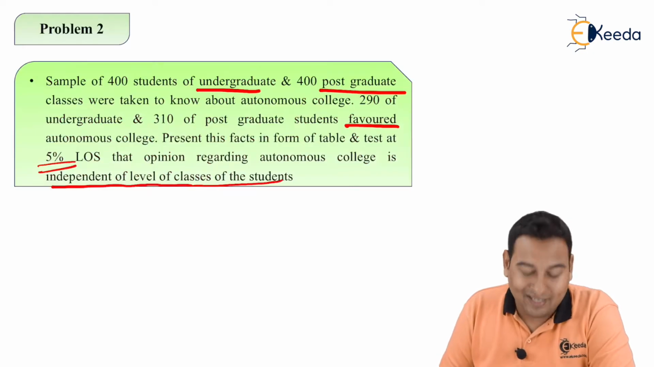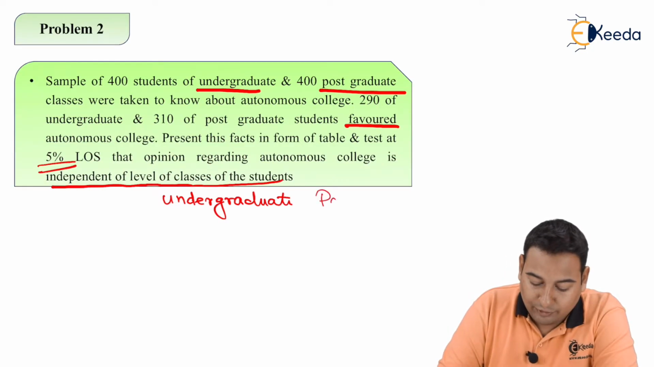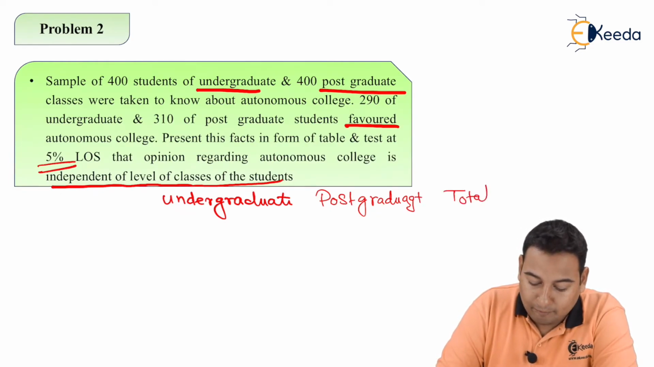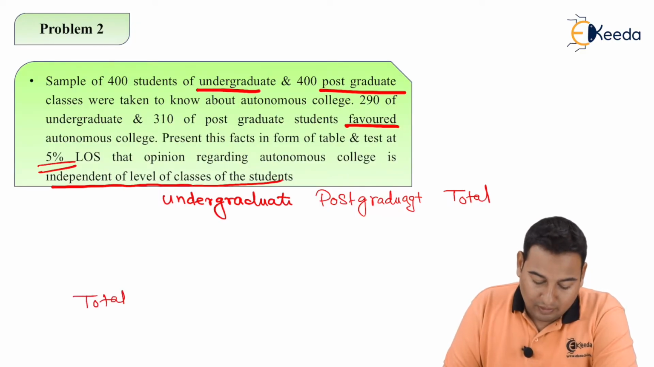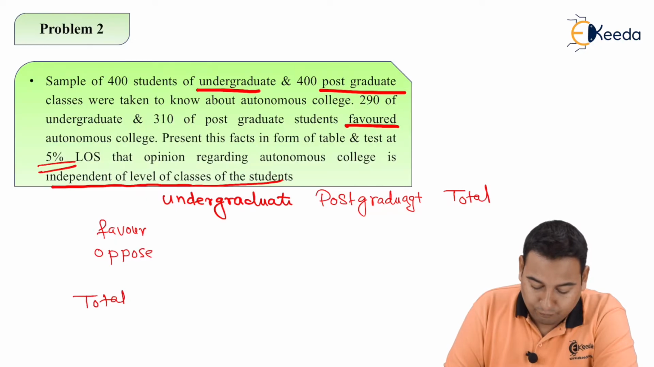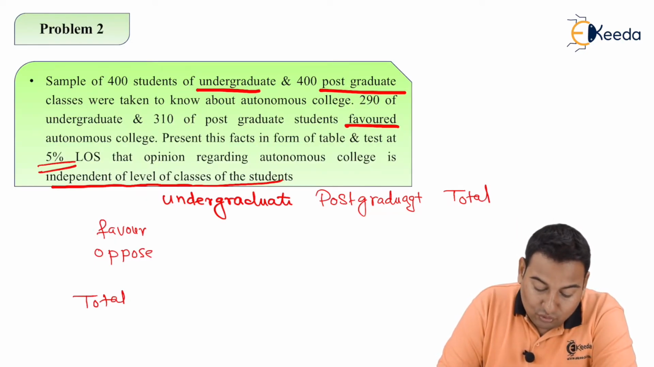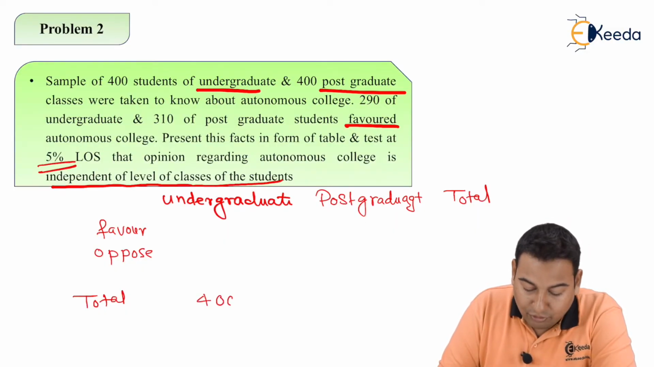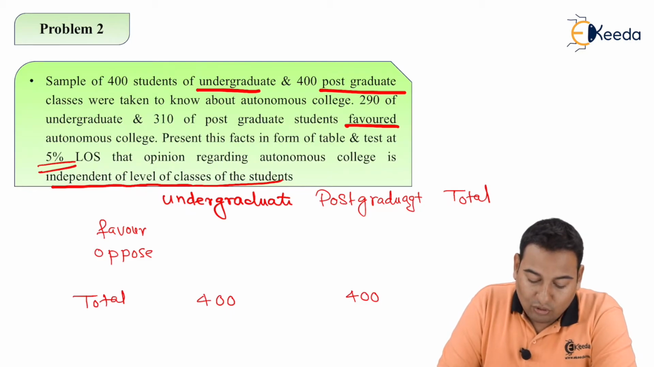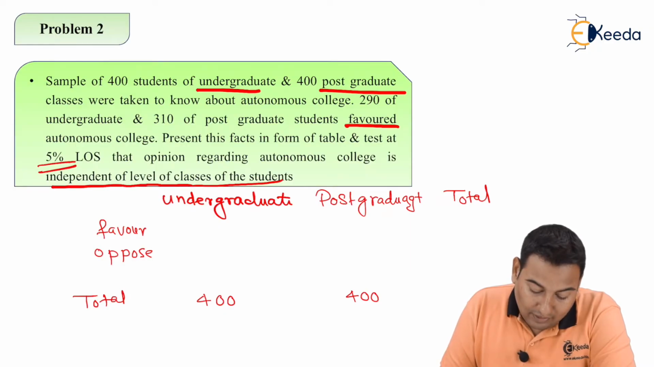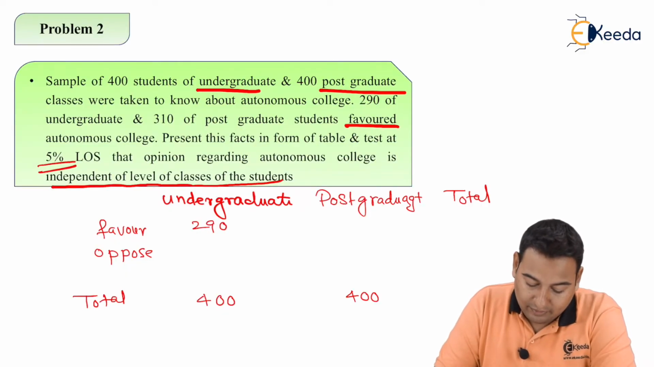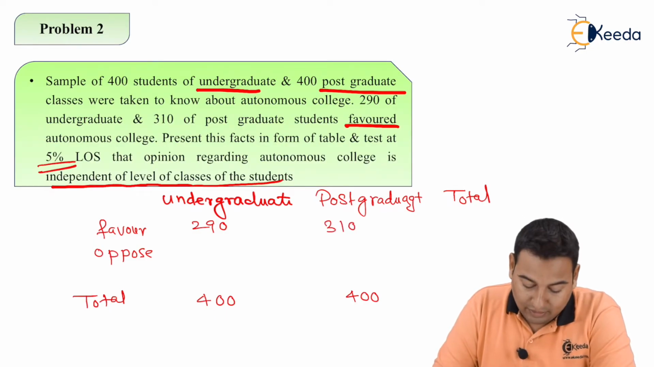So let's try to identify the data given. Undergraduate and postgraduate, these are the two student categories, and we add a total here and again a total here. Few of them favored the autonomous status and few opposed. So these are the categories. There are 400 undergraduate students and 400 postgraduate students. 290 undergraduate and 310 postgraduate students favored the autonomous college. So total favored is 600.